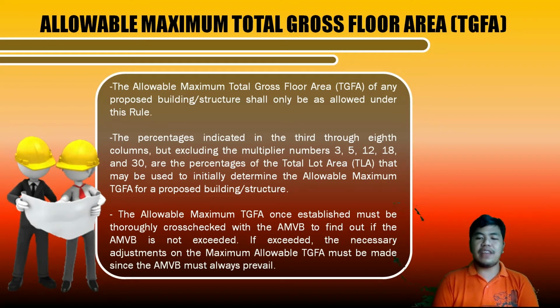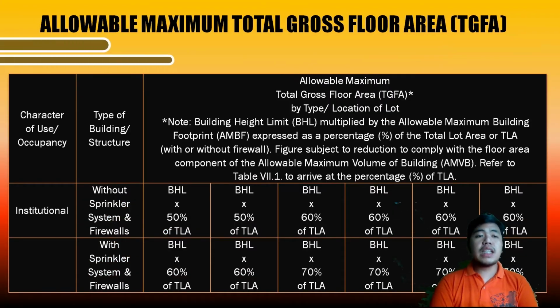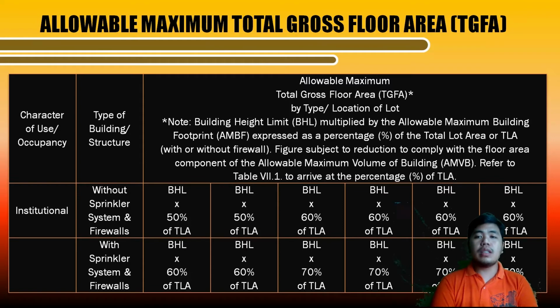must always prevail. So, see in this figure of allowable maximum total gross floor area by type or location of the lot, note that the building height limit or the BHL multiplied by the allowable maximum building footprint or the AMBF, expressed as a percentage of the total lot area or the TLA.